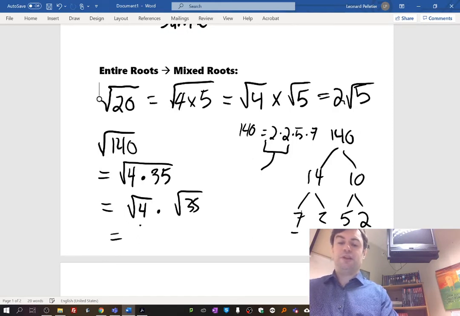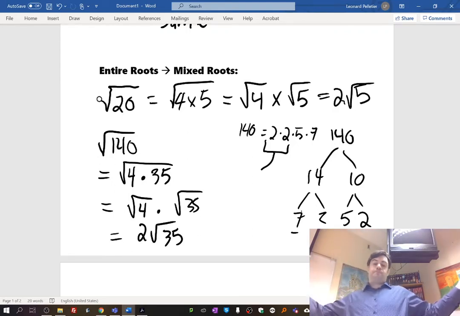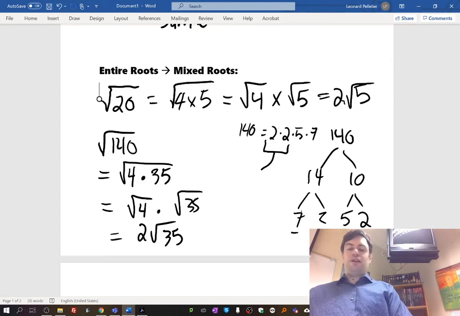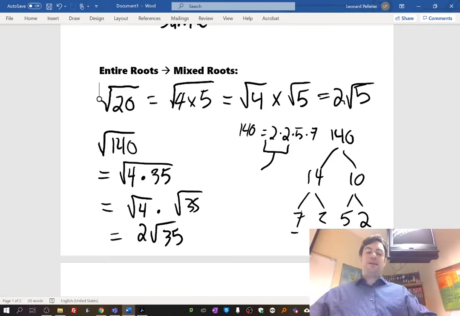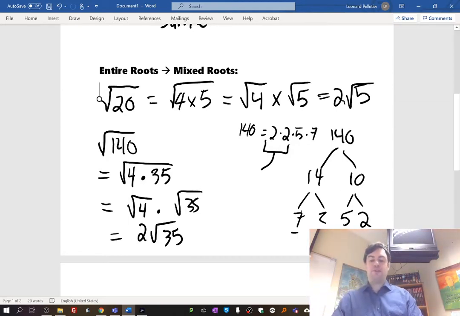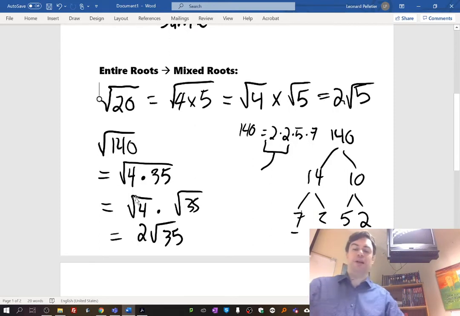And that gives me 2 root 35. So there you go. Notice that when we break it into 2 numbers, we square root the one that's the perfect square, and that drops it down to look like a smaller number. But of course, there's no square root anymore, so it's really just the same number.